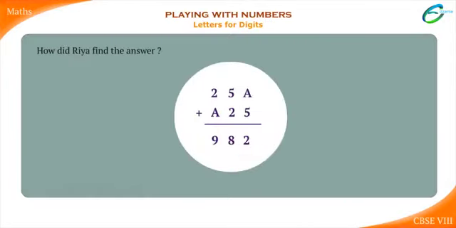Let us find out. To find A, we have to find which number, when added to 5, gives a result of 2 in the ones place. There's only one number that satisfies this condition, and that number is 7. Now we'll see some more puzzles in which letters take the place of digits.